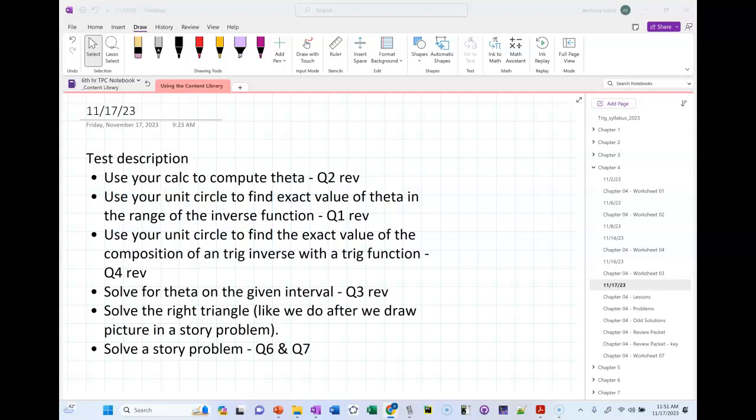So your test description, what should you be expected to be able to do? You should be able to use your calculator to compute thetas, like on question 2 from the review. So literally just type the thing in your calculator and press enter. Make sure you're in the right mode. That's it. You should be able to use your unit circle to find the exact values of theta in the range of the inverse function. That's like question 1 from the review. You should be able to use your unit circle to find the exact value of a composition of a trig inverse with a trig function. That's like question 4 from the review.